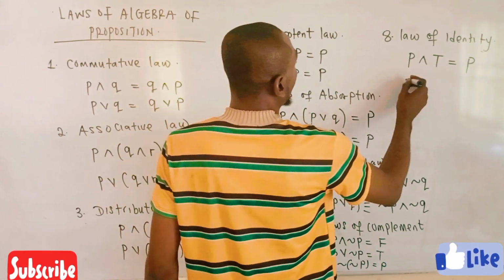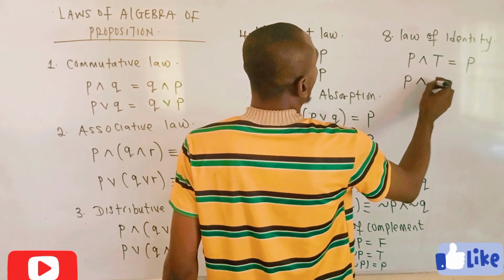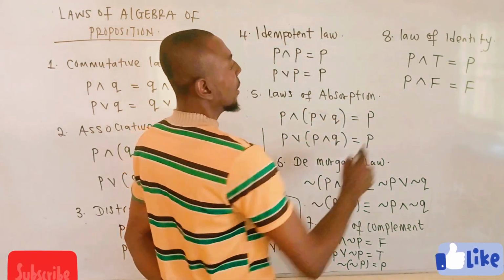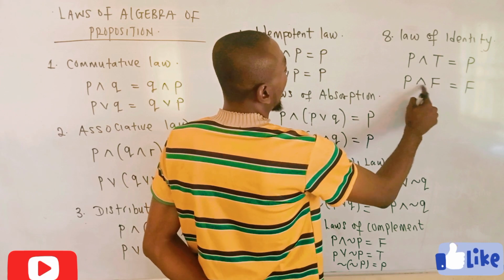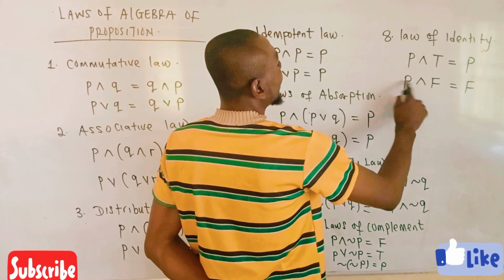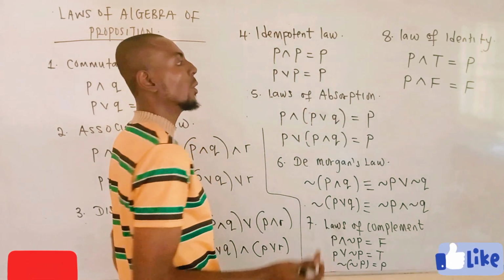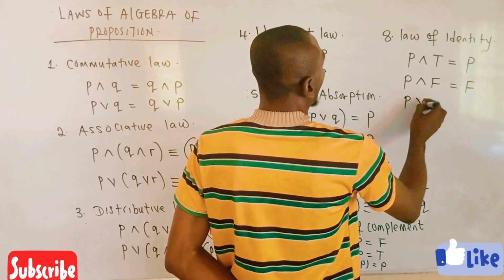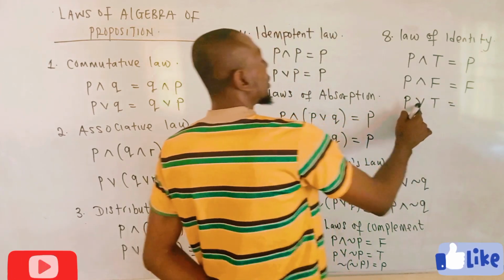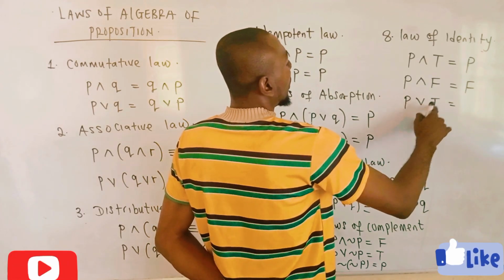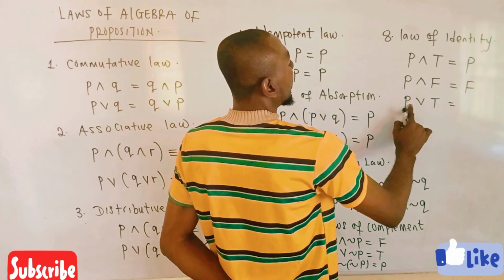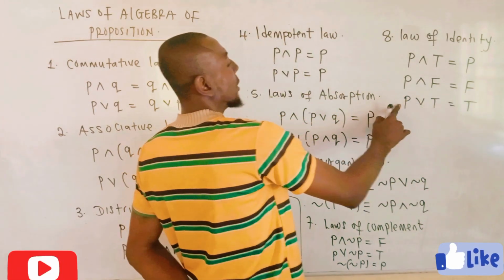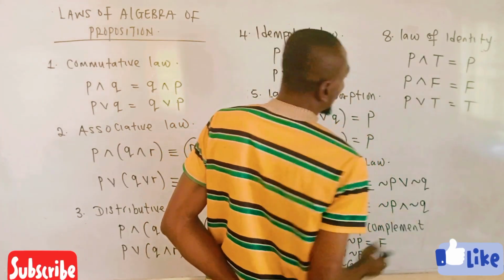Still under the law of identity, P and false is equal to false. Okay? As far as and is concerned, anything and false has to give you what? False, because and goes with true. Then the next is P or true. As far as or is concerned, anything or true has to be what? True. So P or true, even if P is false, false or true is still true.